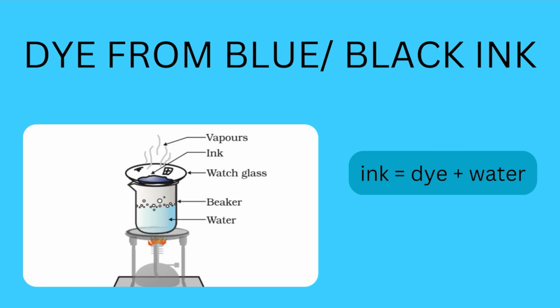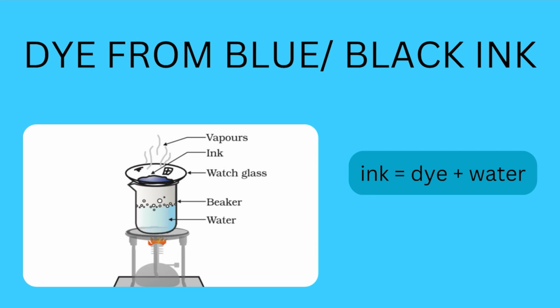Now what you're going to do is add a watch glass over this beaker. A watch glass is nothing, it's just a glass plate like thing, and you're going to place that watch glass like a lid on the beaker. It's placed like a lid, over the beaker. Now you're going to drop a few drops of ink on that watch glass, and you're going to heat this beaker. You're not heating the ink, you're not heating the watch glass, but you are heating the beaker.